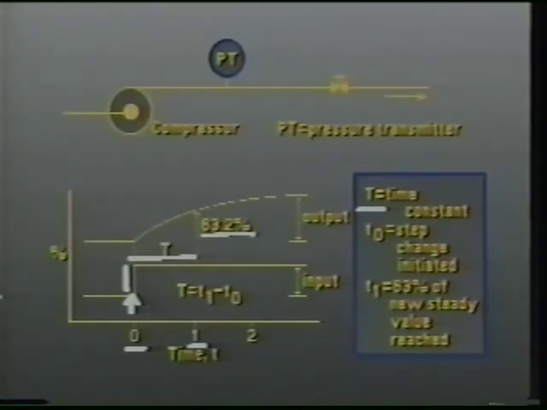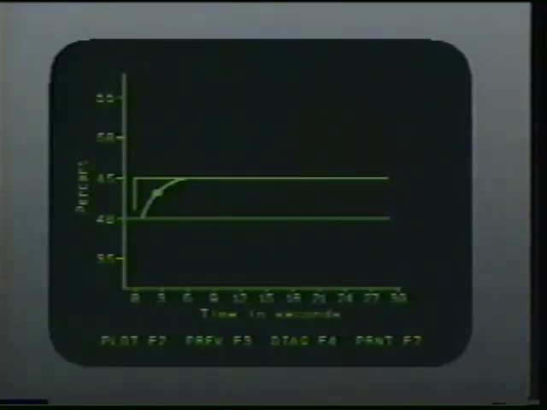Let's look at an example of a pure lag process in which we assume that the system is at steady state and has a constant downstream demand that results in a steady pressure at the transmitter. If this manual valve is closed, thereby restricting the flow, the measured pressure will eventually increase to some new higher value. When the pressure stabilizes at this higher value, we say that the process has reached its new steady state.